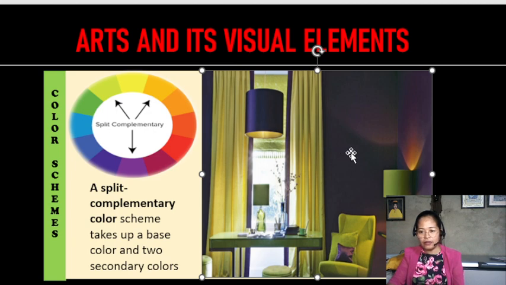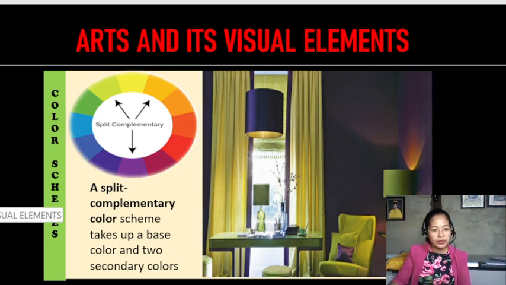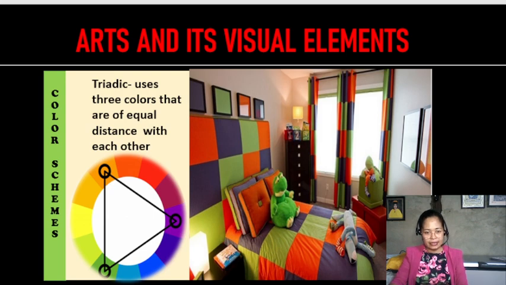The slight yellow-orange is brought out with the help of lighting. Okay, so you can use this knowledge as you arrange or as you design your room. Okay, so the base color is the main, while the secondary colors should only be the highlights and accents. Okay, so we are done with that. We now go to the triadic. Okay, triadic color scheme. This uses three colors that are of equal distance with each other.